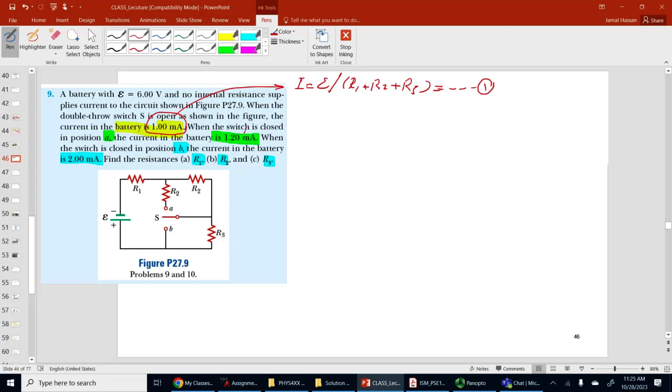Okay, what about this current? Let's call it IA. This is basically equal to the EMF of the circuit divided by the total resistance of the circuit. Well, if you connect this together, you will see these two, R2 and R2, are actually in parallel. These two are parallel, okay? And then their combination will be in series with R1 and R3. So basically you have something like this.